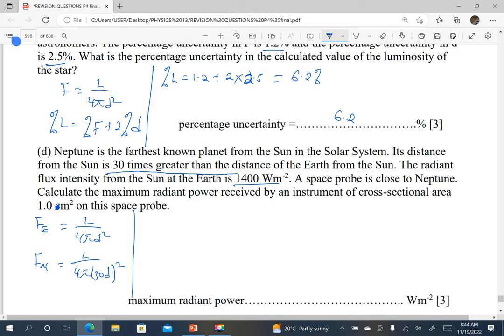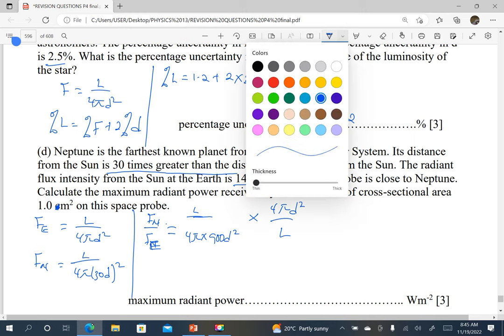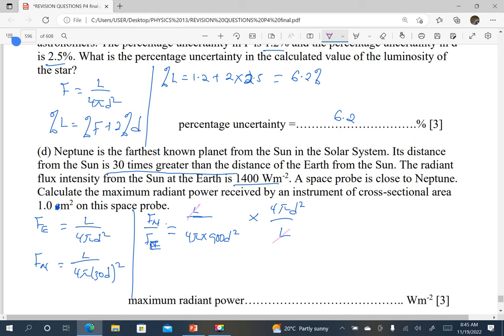So I'm just going to divide the radiant flux intensity of Neptune by F, the radiant flux intensity of the Earth. I'm dividing two equations. So for Neptune, I have L over 4 pi times 30 d squared, that is times 900 d squared. Then, since I'm dividing, I have to get the reciprocal, times 4 pi d squared divided by L. So L has cancelled out, 4 pi has also cancelled, and d squared has also cancelled.